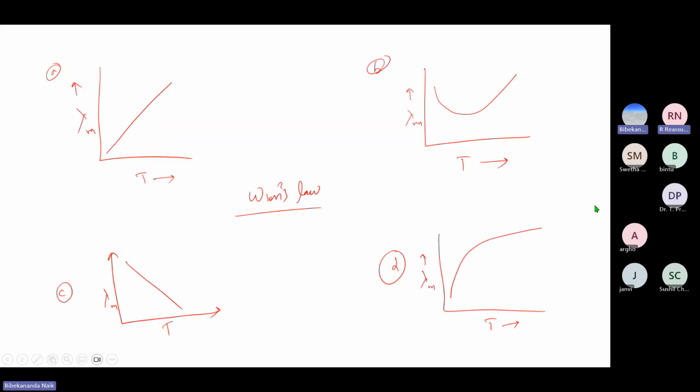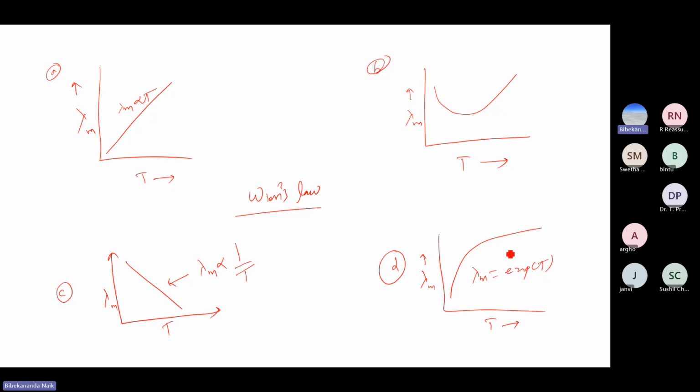So if you see here, yes, option C. Thank you. That is the correct answer, option C, because option C gives the relation that lambda m is inversely proportional to T. This one is lambda m directly proportional to T, and this is some arbitrary function. This is lambda m equal to exponential of T.